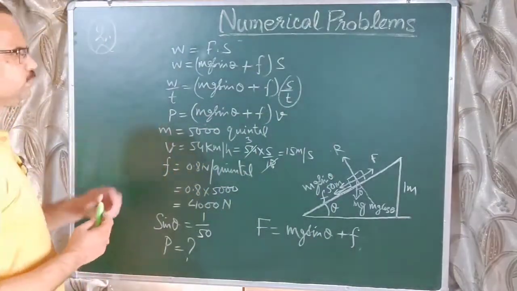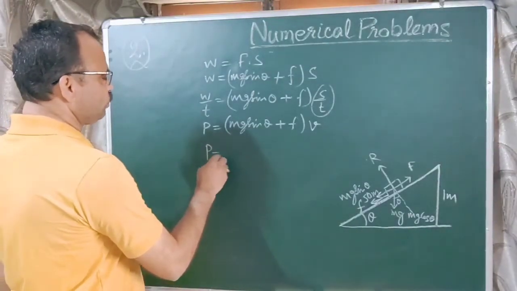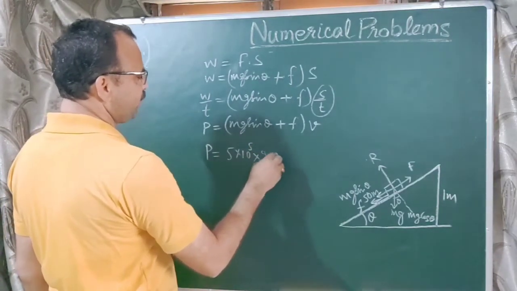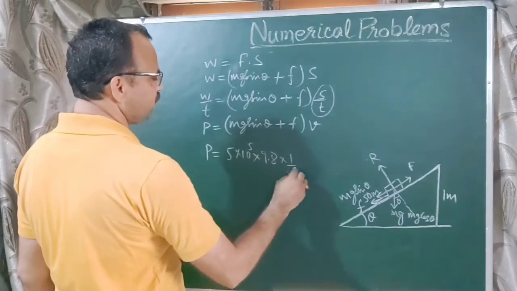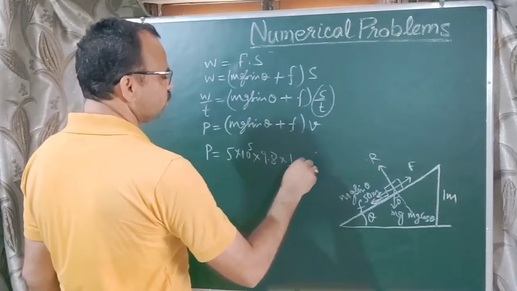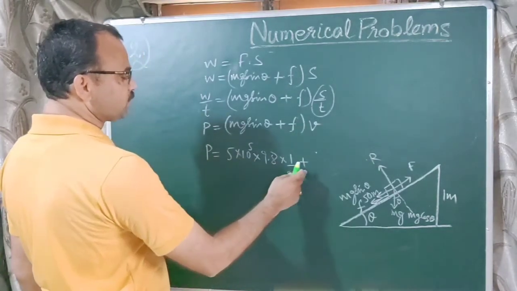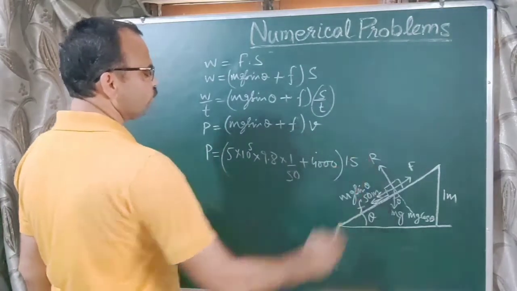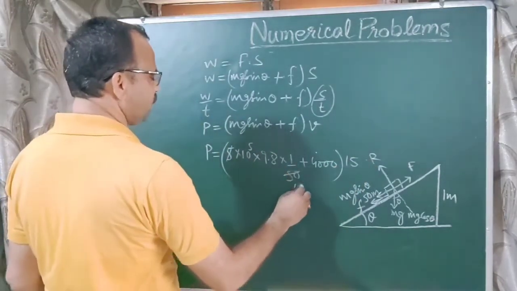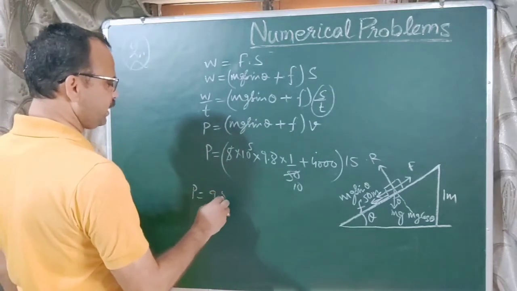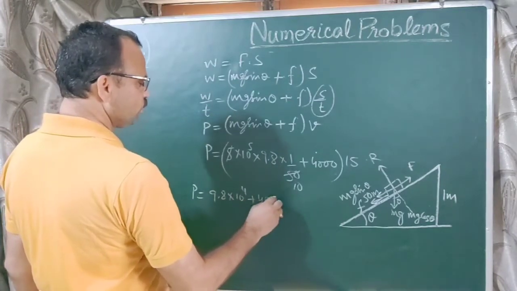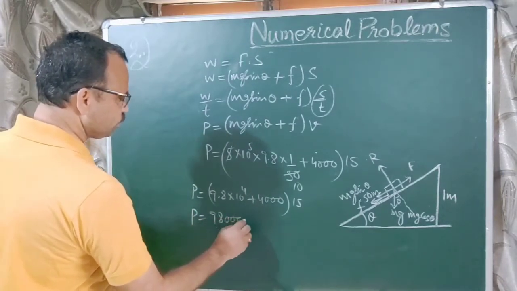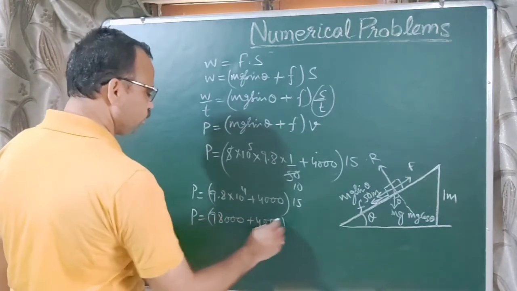Now substituting the values, P equals 5 into 10 to the power 5 into the value of g, 9.8, and the value of sin theta, 1 upon 50, plus the value of the frictional force f, 4000, into the velocity v, 15. So 5 times 10 to the power 5 divided by 50 gives P equals 9.8 into 10 to the power 4 plus 4000 into 15. So P equals 981,230 plus 4000 into 15.